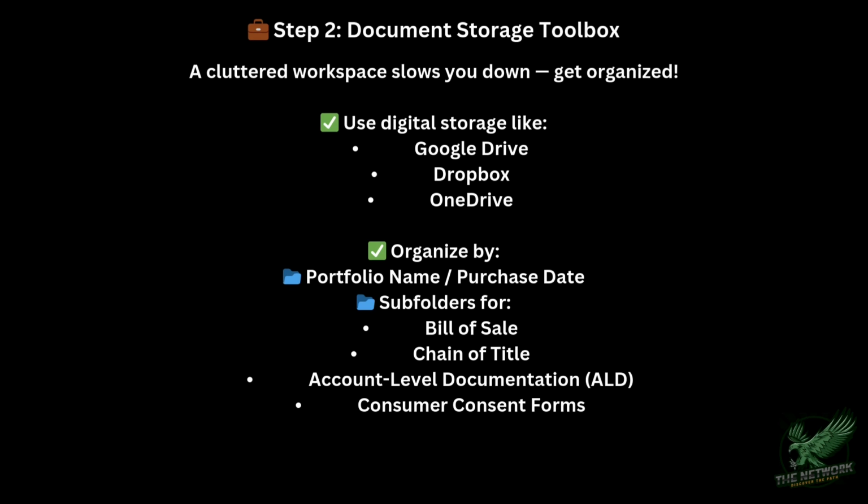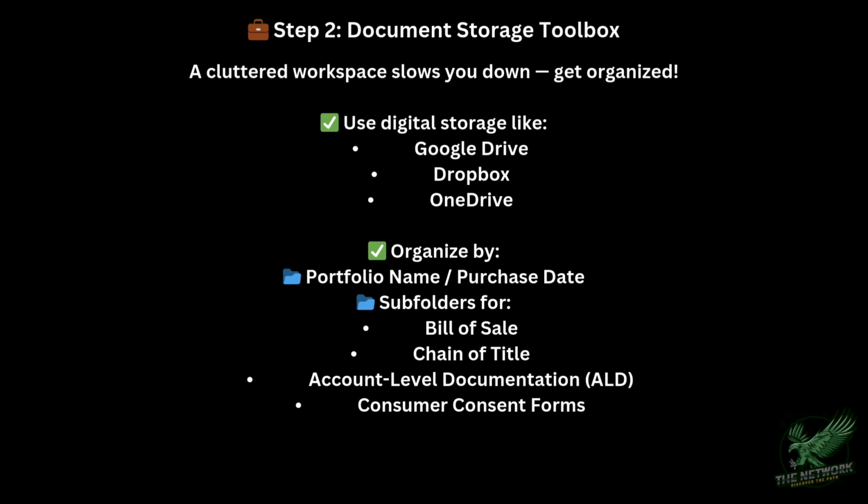These all can store your information organized by portfolio name, purchase date, and subfolders for bill of sale, chain of title, account level documentation, and consumer consent forms. Consumer consent forms are going to be used for when you're reassigning the debt. You need to make sure that you get the consumer consent to reassign the debt to their credit profile. And then you're also going to need a reassignment contract, but we'll talk about that later on down the line. But this is just organization.